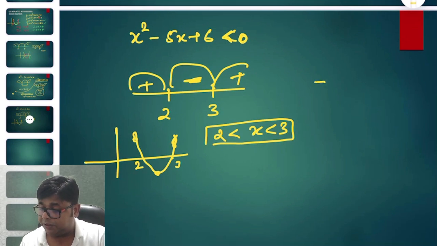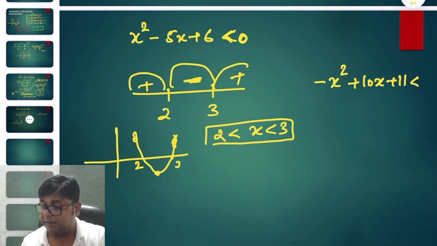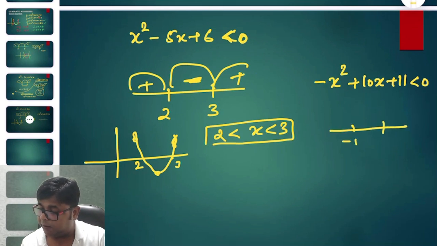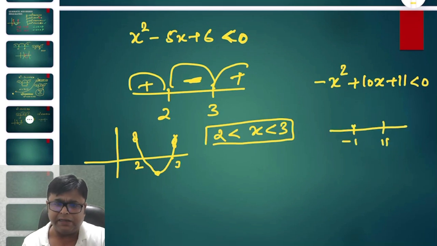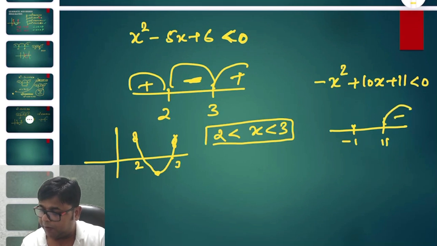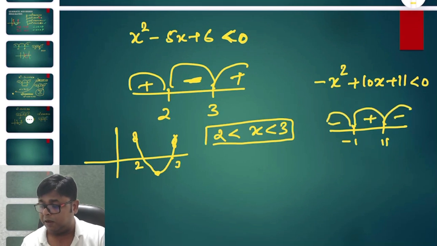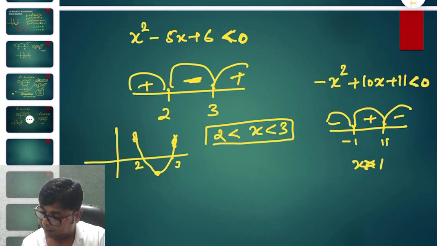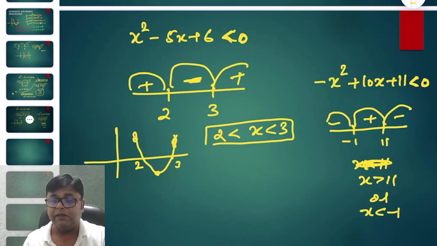But if I have a cap shape like minus x square plus 10x plus 11 less than 0, right? So either I go by the opposite rule, that the roots of this are minus 1 and 11, which I can pretty easily calculate. So the rule is minus, plus, minus. Now for less than 0, negative, the answer will be x greater than 11 or x less than minus 1. This is what I can do.